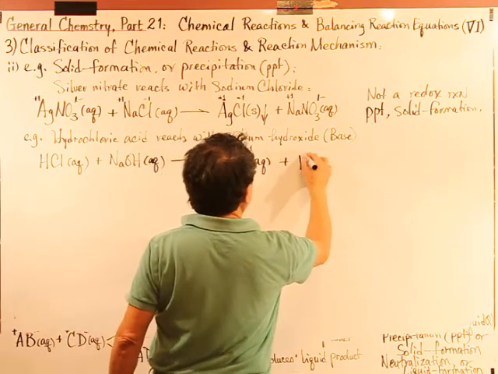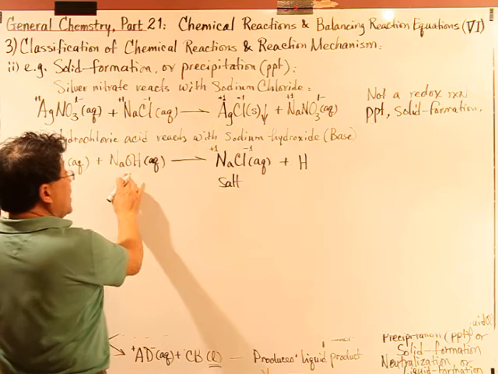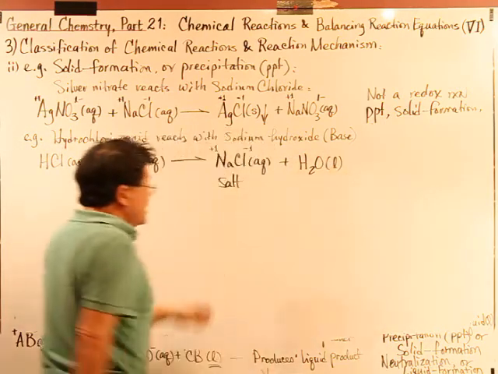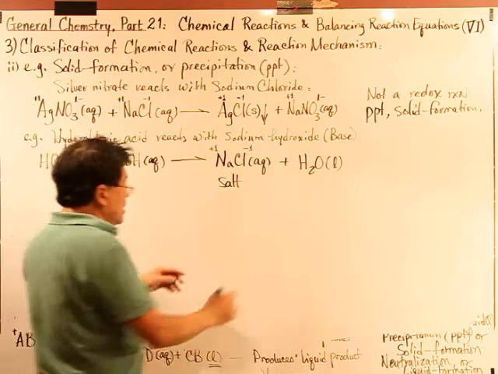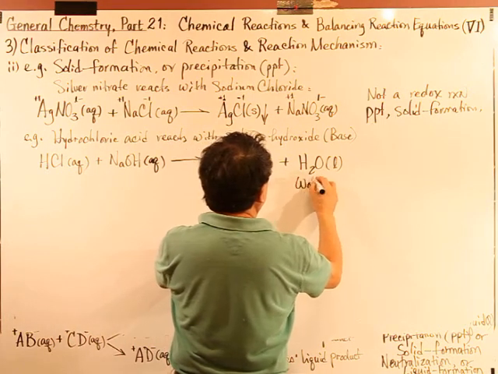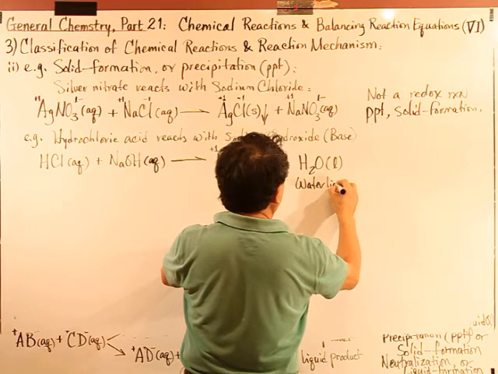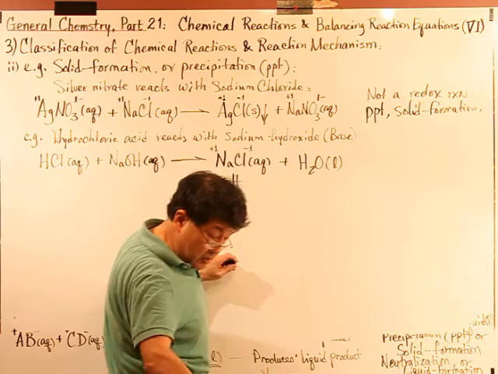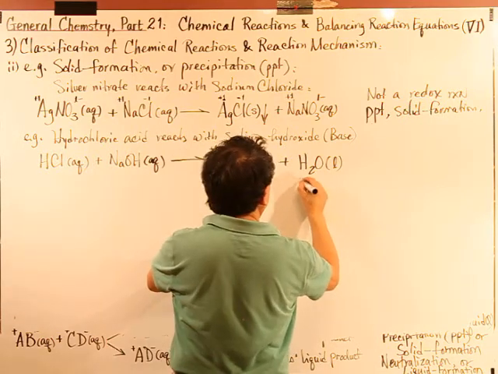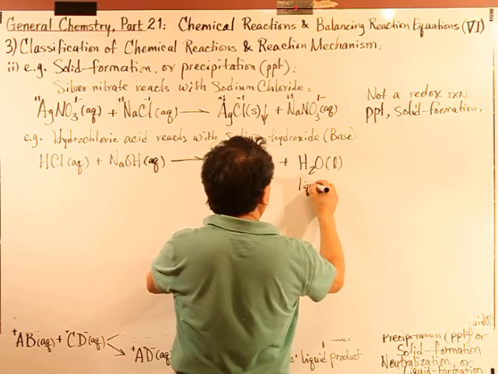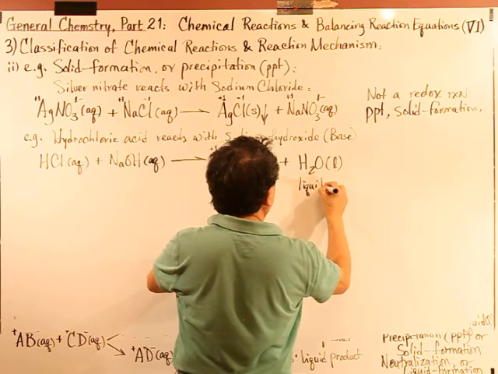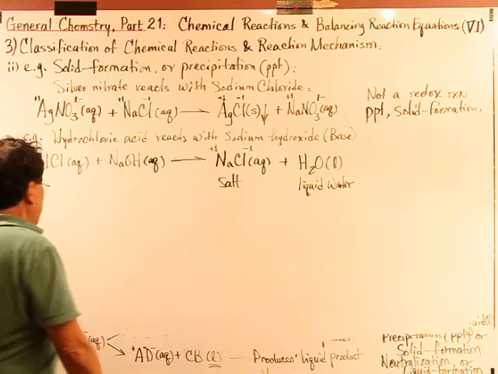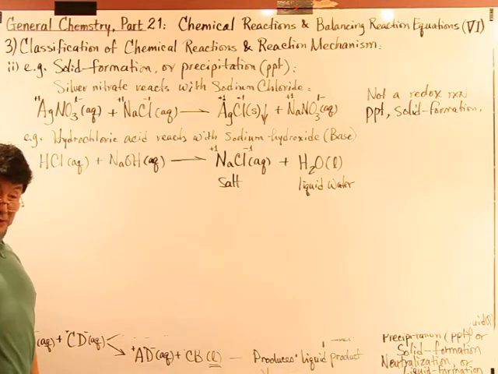And then plus 1 H combined with 1 OH, what is that? H2O. This time it is liquid. That is the product: liquid water, right? Liquid water. And is there any electron transfer?